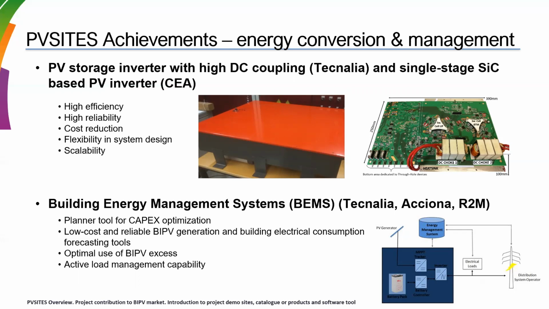In terms of strategies for improving the energy management in the building, we have also developed different solutions, trying to optimize the use of electricity produced by BIPV in the building. For instance, developing different forecasting tools to know which will be the future generation of BIPV and which will be the future consumption of the building, and mixing both aspects, trying to make good use of the electricity produced.